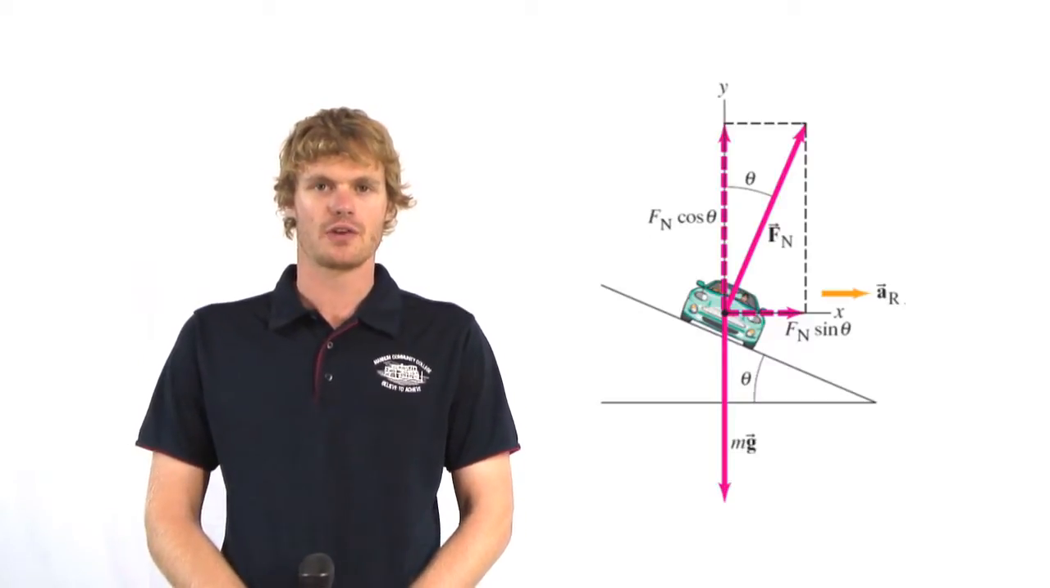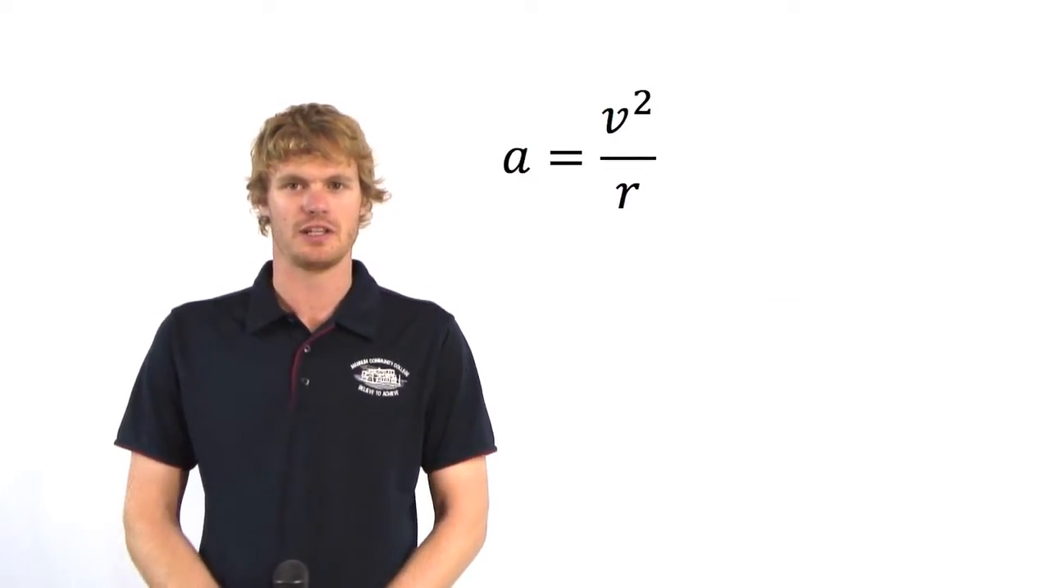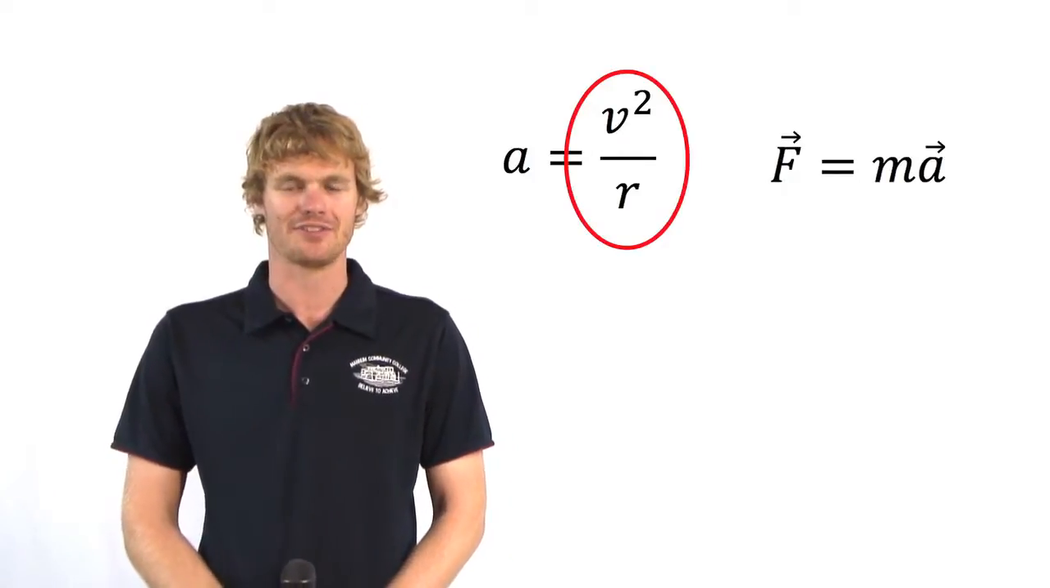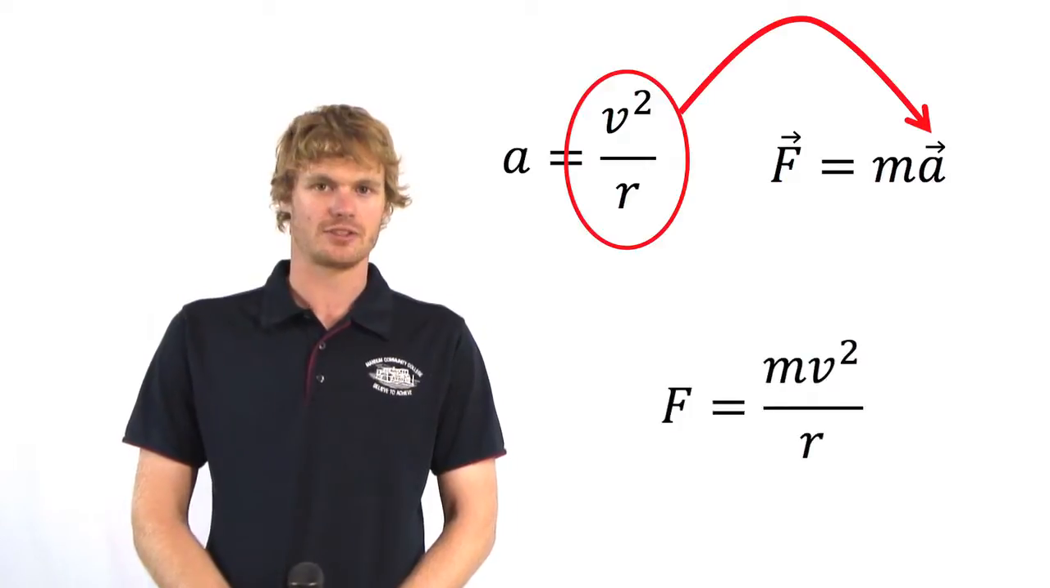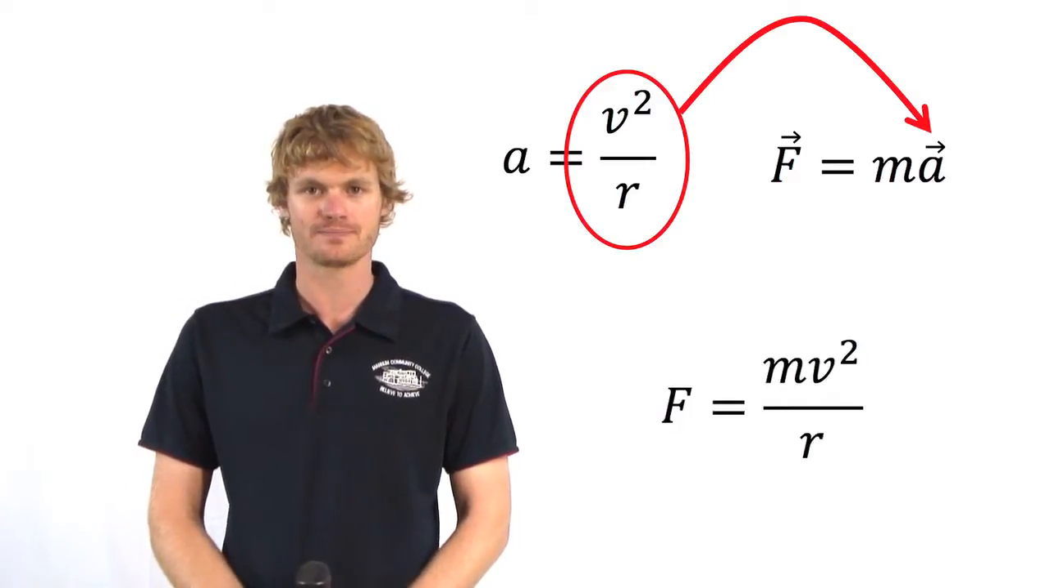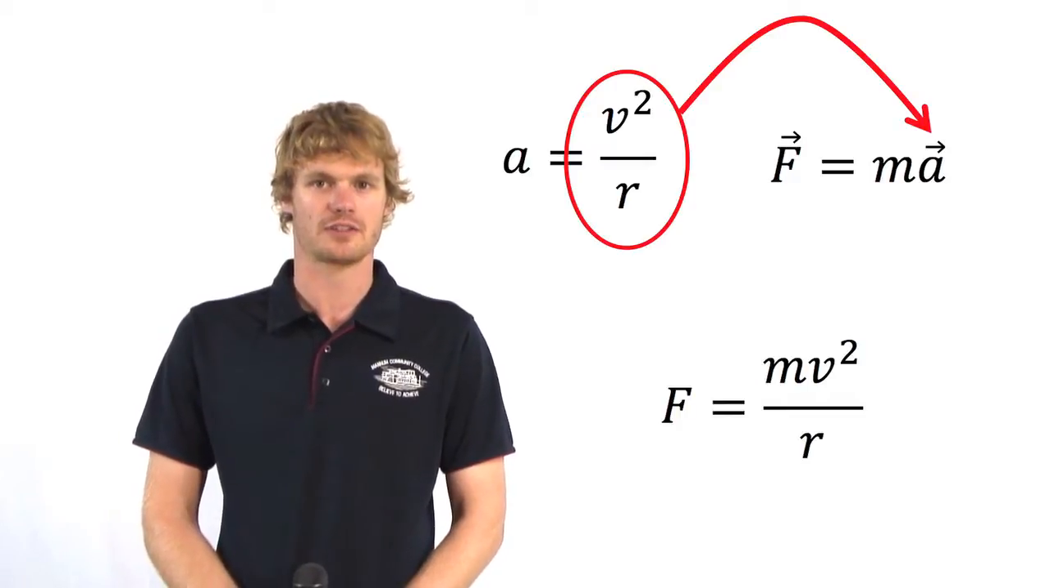So, if we take our formula for centripetal acceleration and we substitute in F equals ma, we find out that the centripetal force required is equal to the mass of the vehicle times the speed squared divided by the radius of the curve.